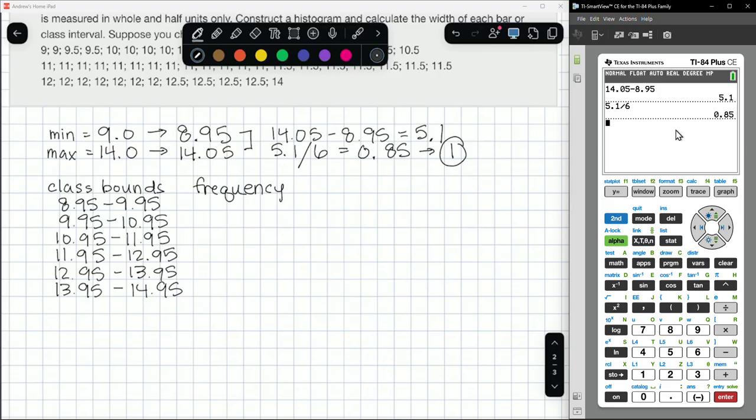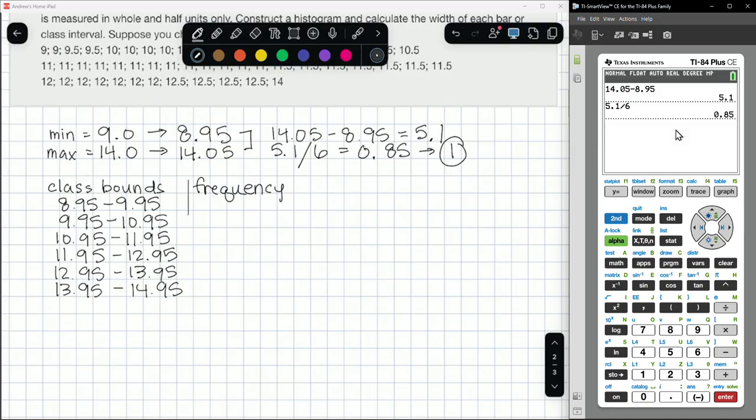And I'm going to check 2 things. First, I wanted 6 rows. Did I end up with 6 rows? 1, 2, 3, 4, 5, 6. I did. Happy face. And I'm going to check that both my smallest and my largest fit in that table. 9 sits in this interval. 14 sits in this interval. I am a happy camper.